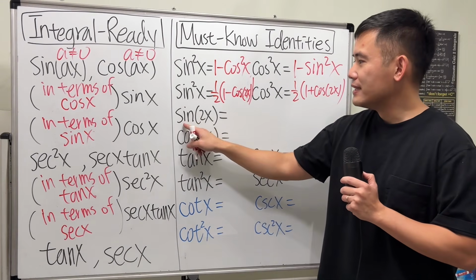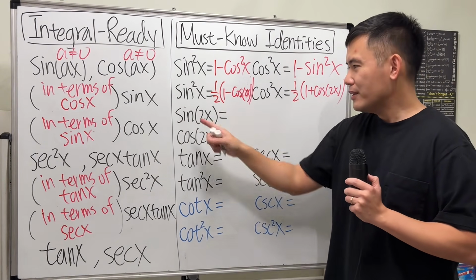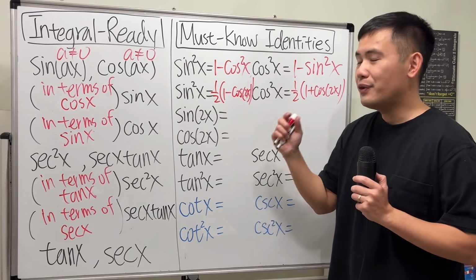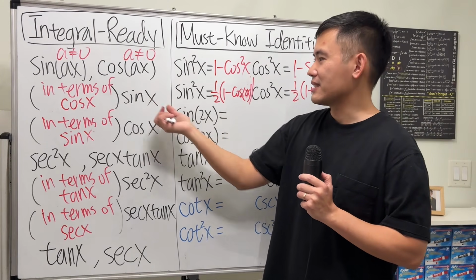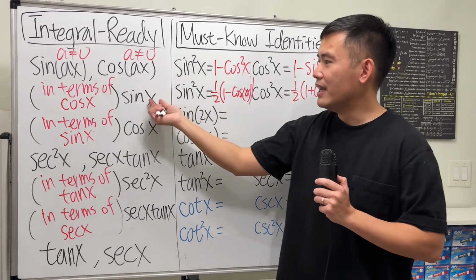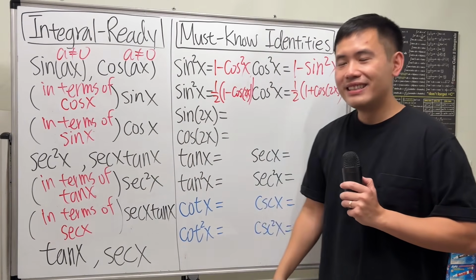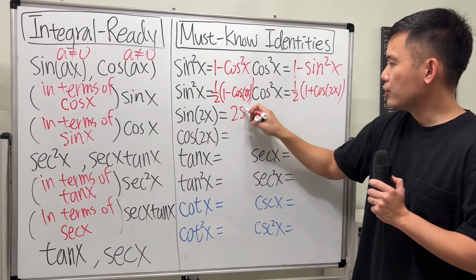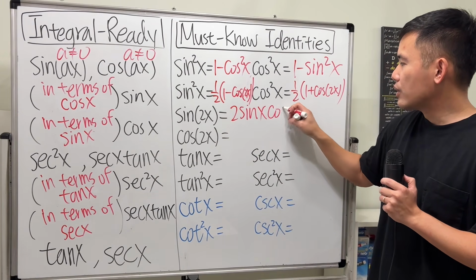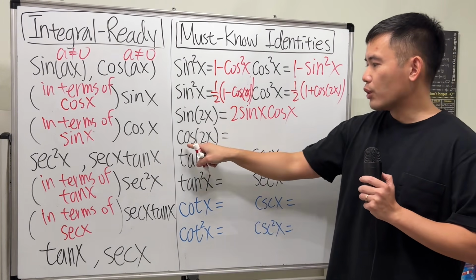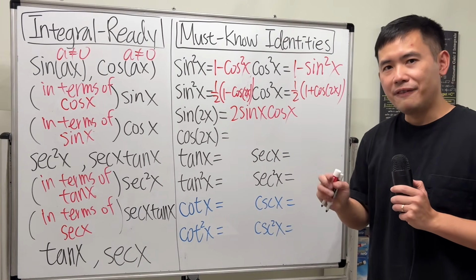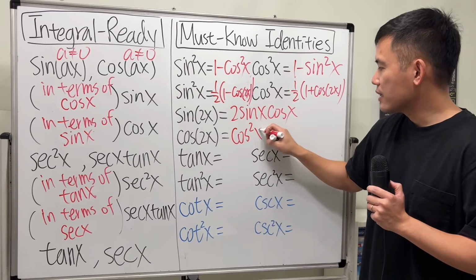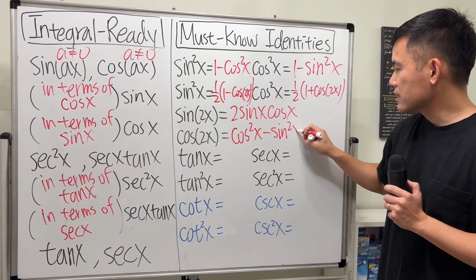Now, for sine of 2x, I know this is integral ready, but sometimes you'll be dealing with problems that have a different angle than just an x. You have to make sure that the angles match. So right here, the double angle identity, keep that in mind, is 2 sine x times cosine x. And then for cosine of 2x, in fact, there are 3 versions of it. I'm just going to write down cosine square x minus sine square x for you.